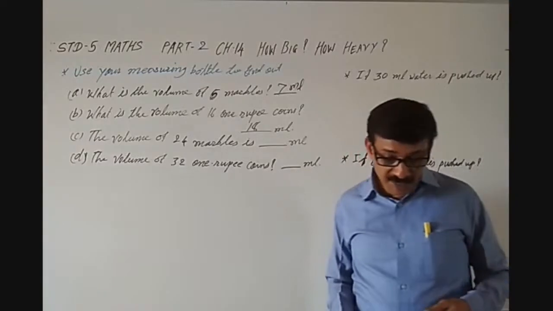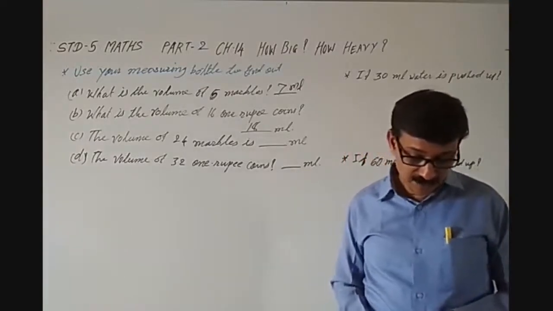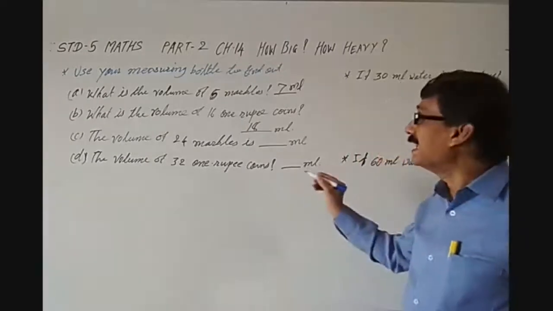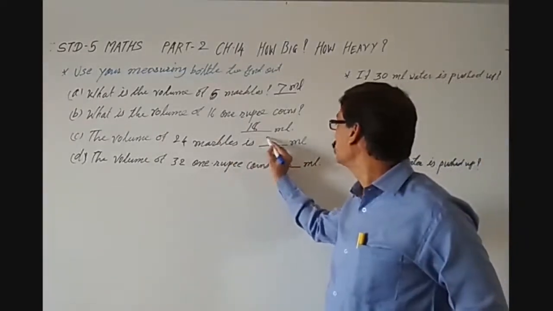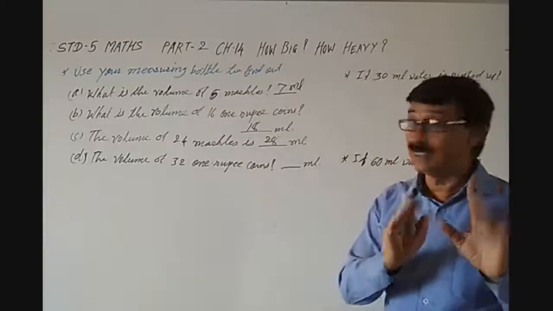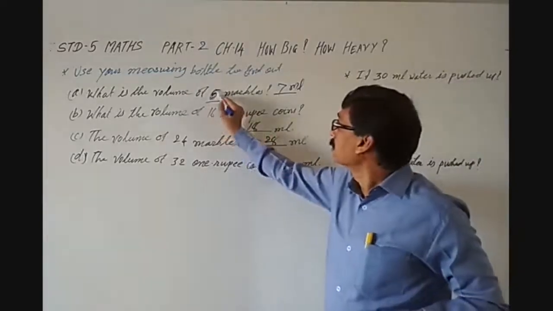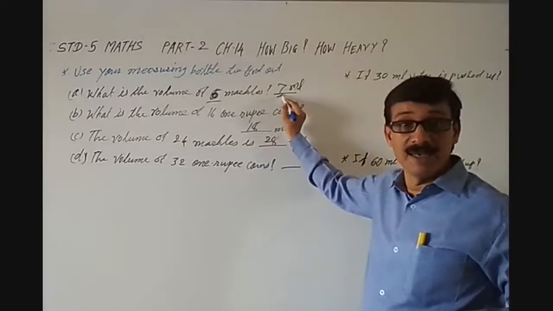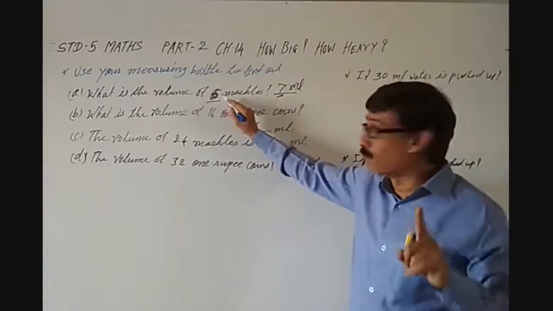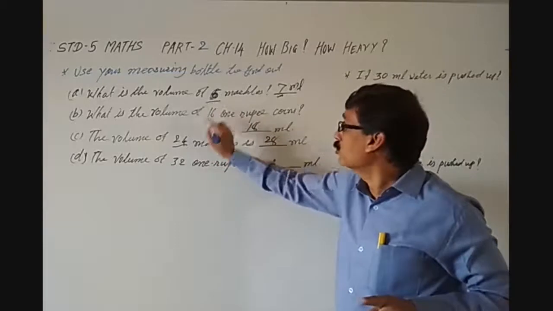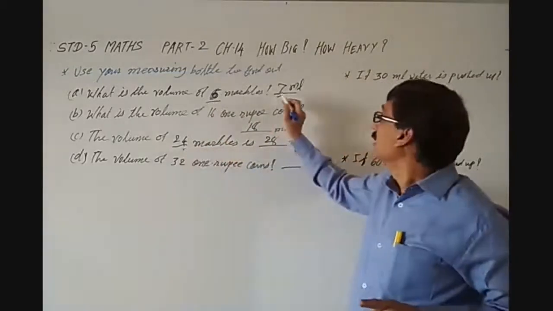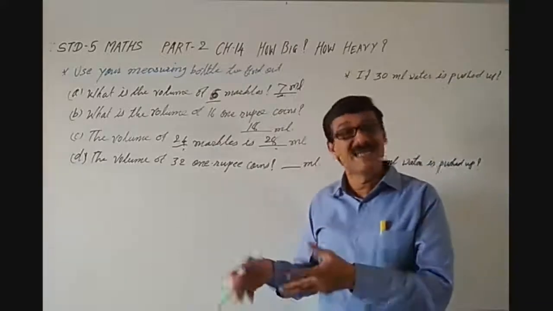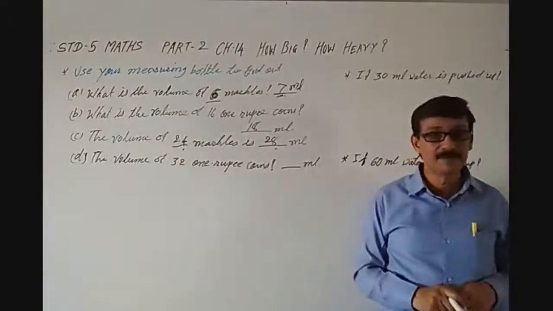Then the volume of 24 marbles. It is 28 ml. 24 marbles is 28. Why? Because let me tell you. See, 6 marbles push 7 ml. Now 6 4s are 24, 24 marbles. Then 7 4s are 28 ml. And if you go for that practically also, you will find 28 ml.